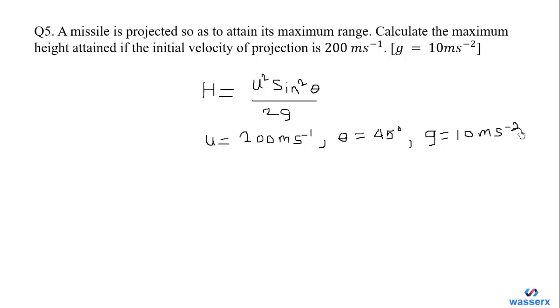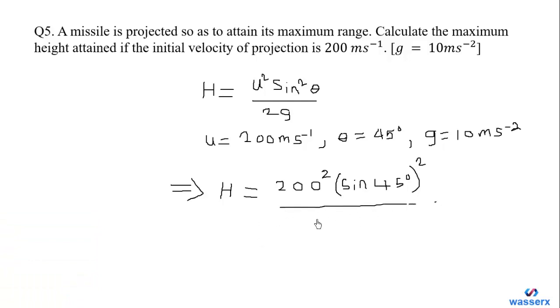So with this information, we just have to do the substitution to get the maximum height. The maximum height h is equal to 200 squared sine 45 squared. Note that sine squared theta is the same as sine theta all squared. So let's do that substitution. Sine squared 45 degrees is the same as sine 45 degrees all squared. Never forget that. Then all over 2 times gravity due to acceleration, which is 10.